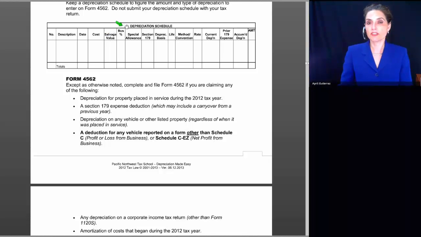The business use percentage is important. That's what percentage of the use of that asset is applicable to business and what percentage is therefore not business. Special allowance, that's whether or not you claimed bonus depreciation or the special depreciation allowance. Those are different words for the same thing. Section 179 deduction, the basis for depreciation, the life of the asset, the method or convention, the rate, that would be the rate that you pulled from the tables. A 5-year asset in the first year would be 20%. Current depreciation, prior Section 179 deduction claimed in earlier years, accumulated depreciation, and then finally, is there any difference under the alternative minimum tax?